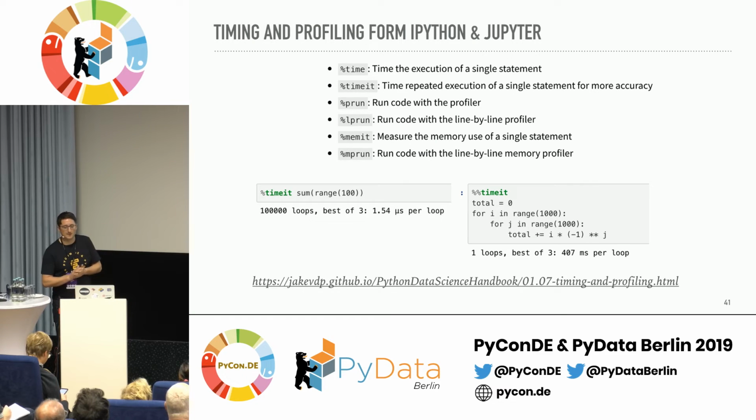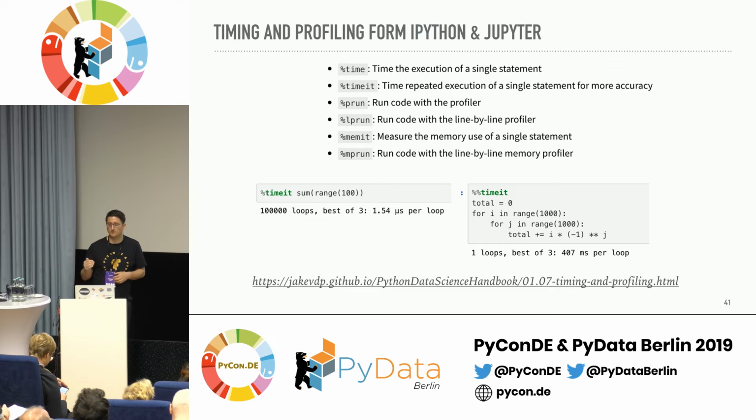Generally for timing and profiling, I think IPython and Jupyter are great, because you have these magic commands. You can say %time to time the execution, %timeit to time it repeatedly and get a better measurement. You can use %prun to run cProfile and get function level profiling. You can use %lprun to run the line profiler and get a line by line profile, how much time you spend on each line. And then you also have tools %memit and %mprun to do memory profiling to see on which line you allocate how much memory and how much memory your process uses.